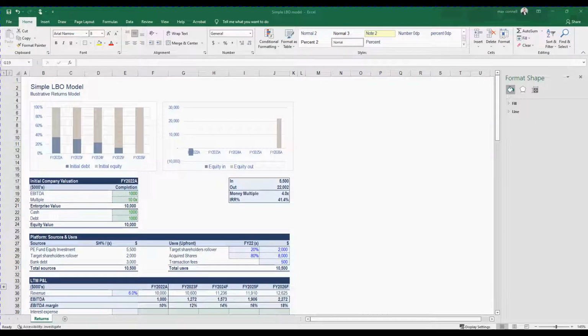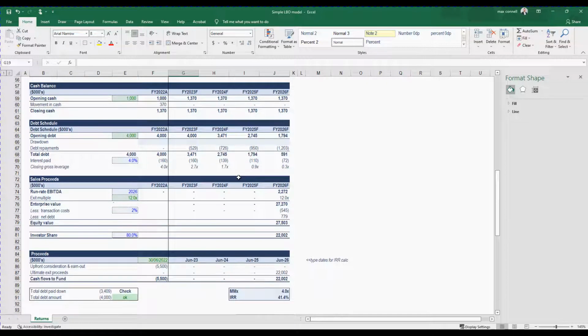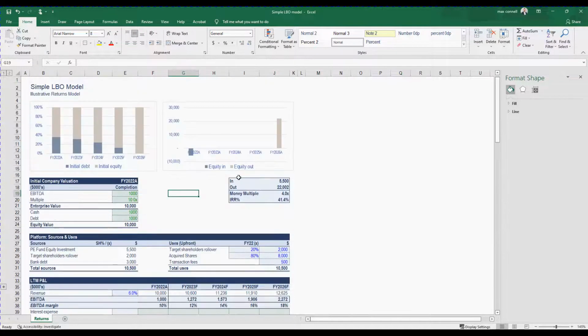Hey everyone, in this video we're going to be walking through the LBO model that we've built out in the previous videos. And if you recall from those previous videos, in this hypothetical LBO acquisition of a company, this company put in $5.5 million and got out $22 million in 4 years. This equated to a 4 times money multiple or a 40% IRR, which is an amazing result for this particular company.